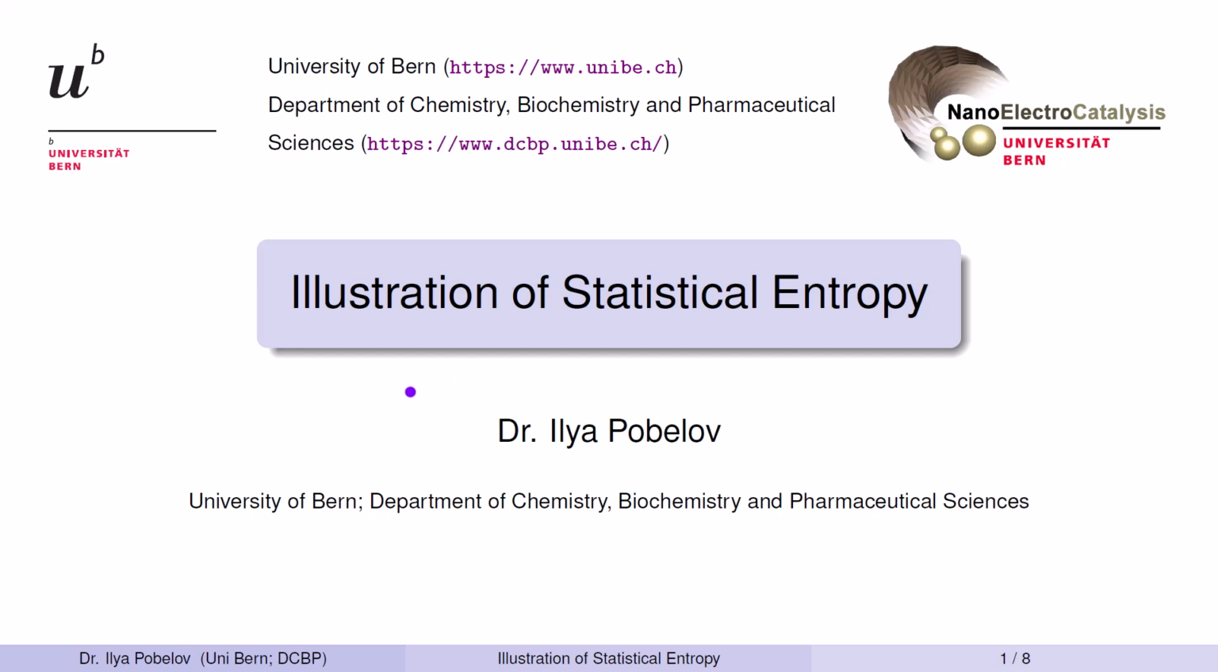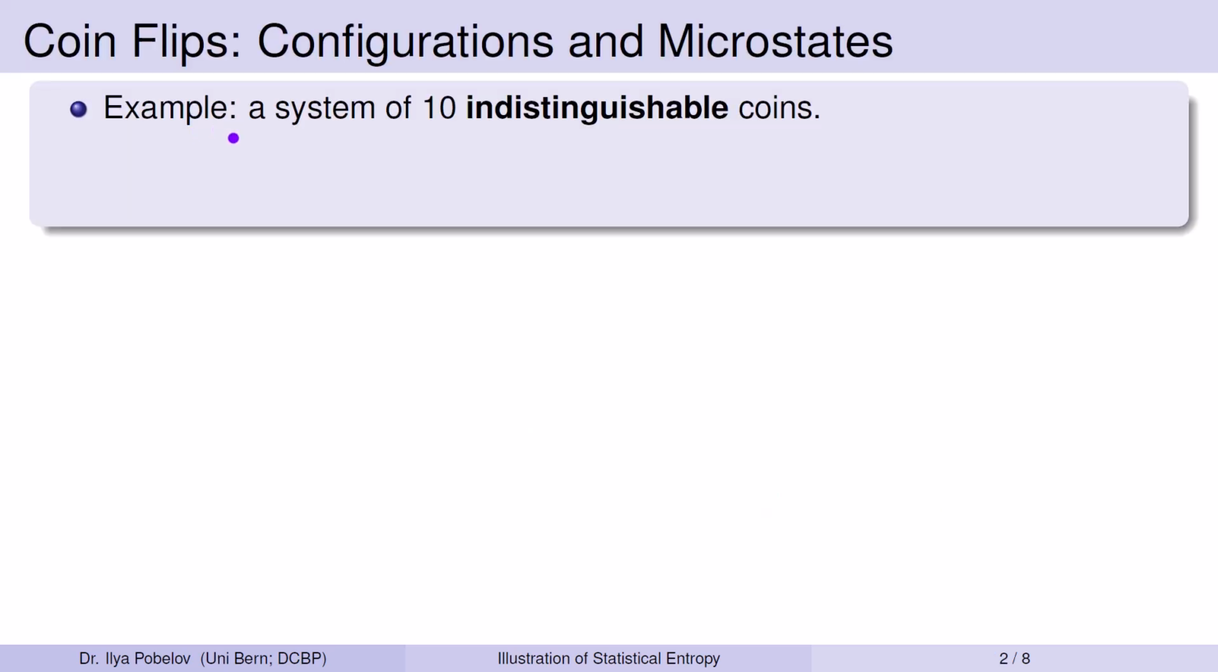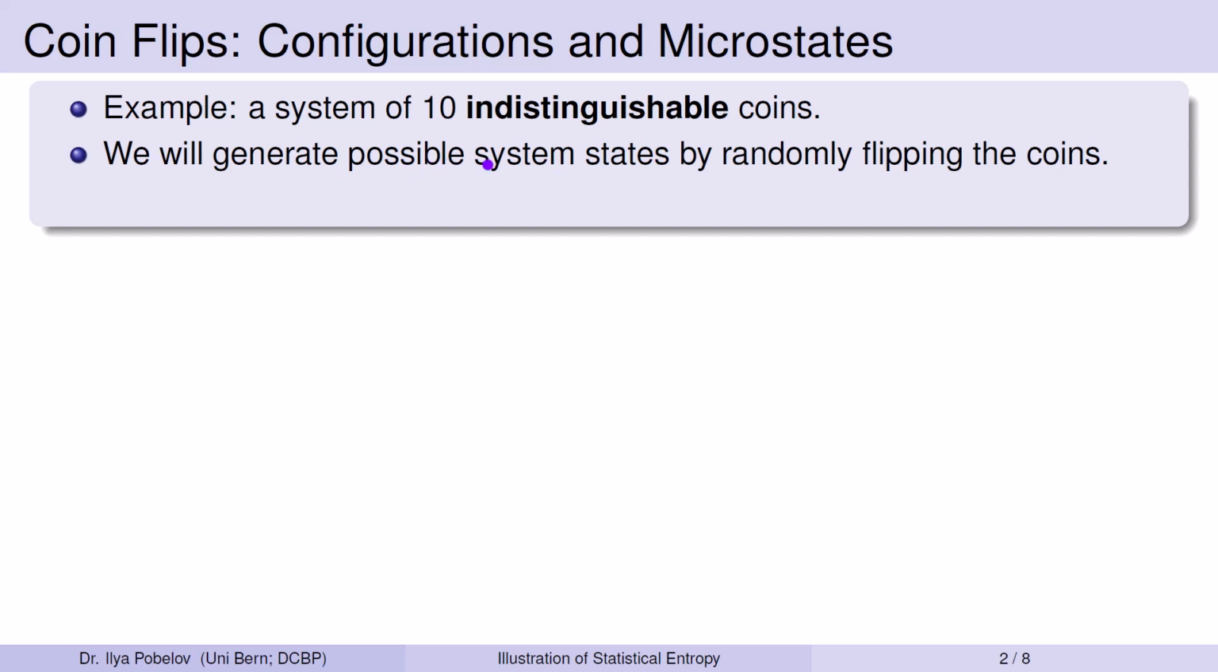In this module, we will use simple analogies to exemplify the concepts of statistical thermodynamics, such as microstates and configurations. We will illustrate how statistical methods can be applied to estimate entropy for large systems. Let's consider a simple example, a system of 10 indistinguishable coins. We will generate possible states of this system by randomly flipping the coins.